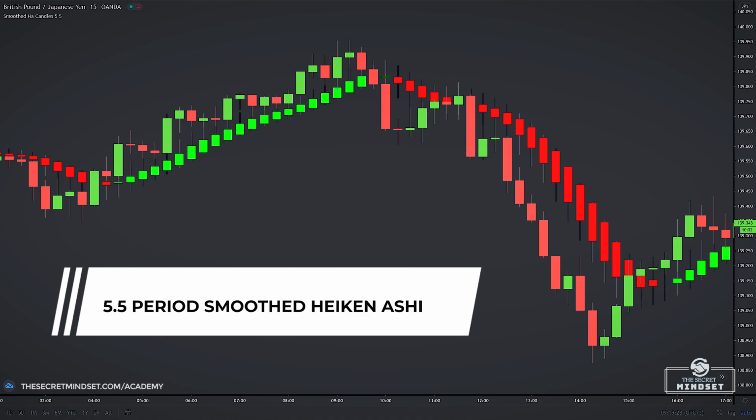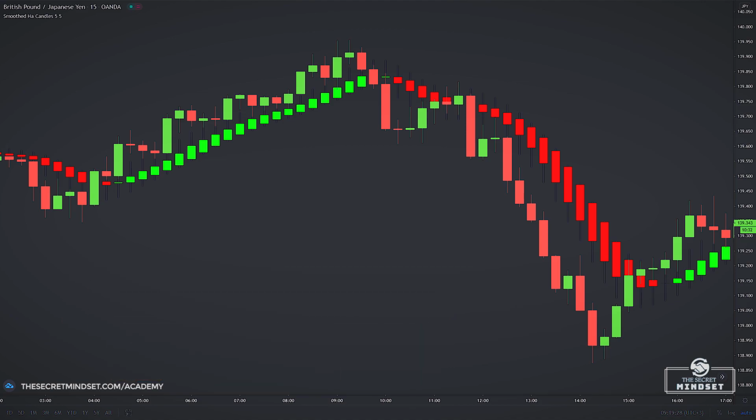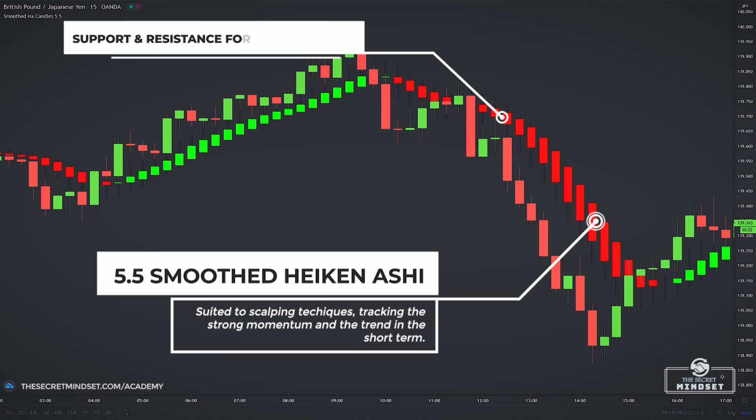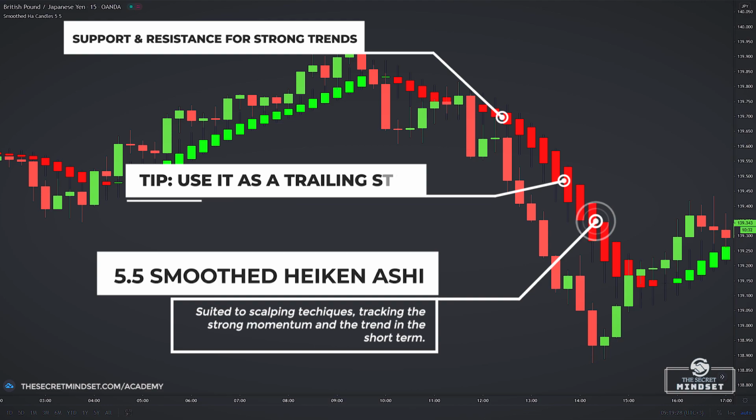First one, the 5-period Smoothed Heiken Ashi. This is suited to scalping techniques, tracking the strong momentum and the trend in the short term. The 5-period Smoothed Heiken Ashi acts as a support in the strongest trends. This line is best used in low volatility trends with strong momentum. You can also use it as a trailing stop.